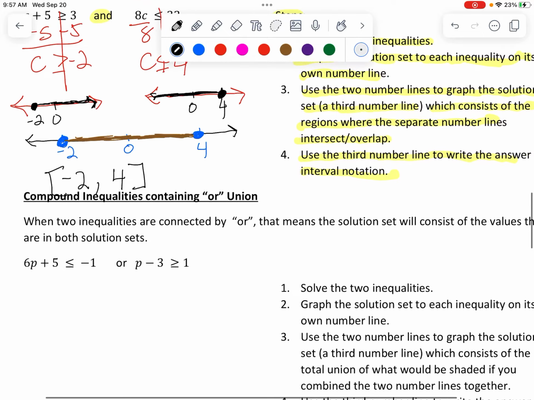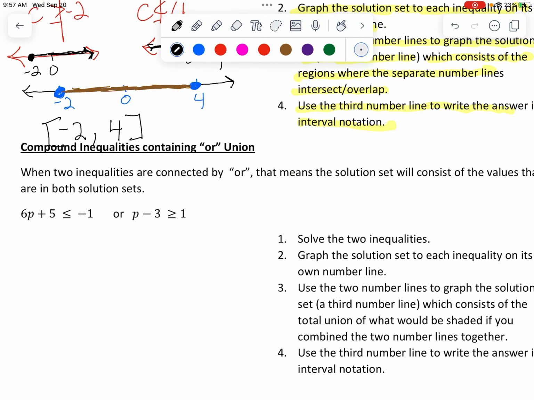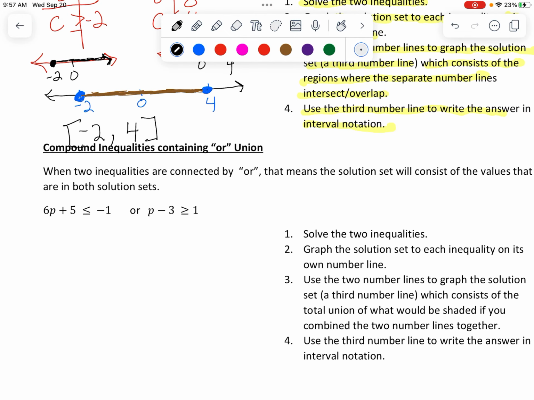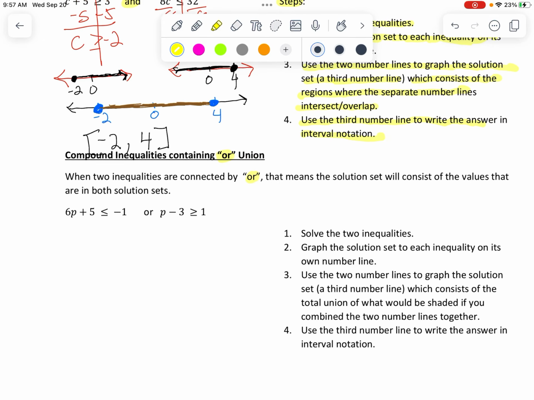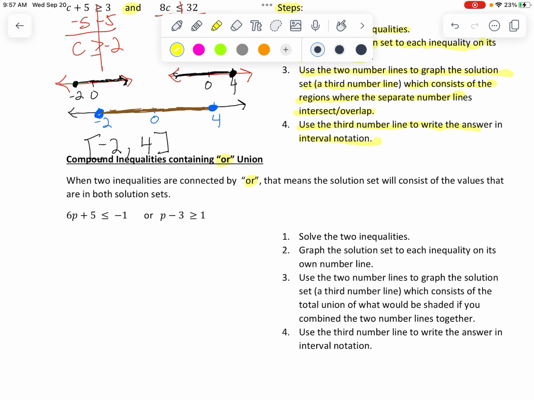We're going to move on to the next example, and this is our last example. And this is an example of when the word or is used, okay? When two inequalities are connected by or, that means the solution set will consist of the values that are in both sets, okay? So once again, let's go ahead and solve. I'm going to solve both inequalities.